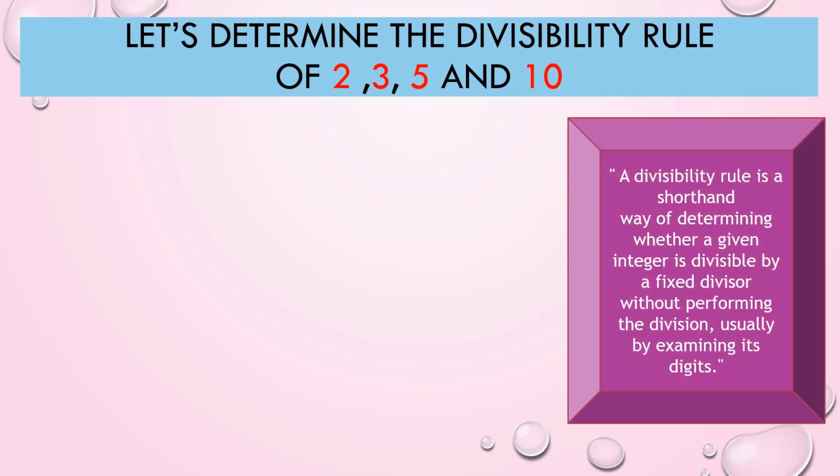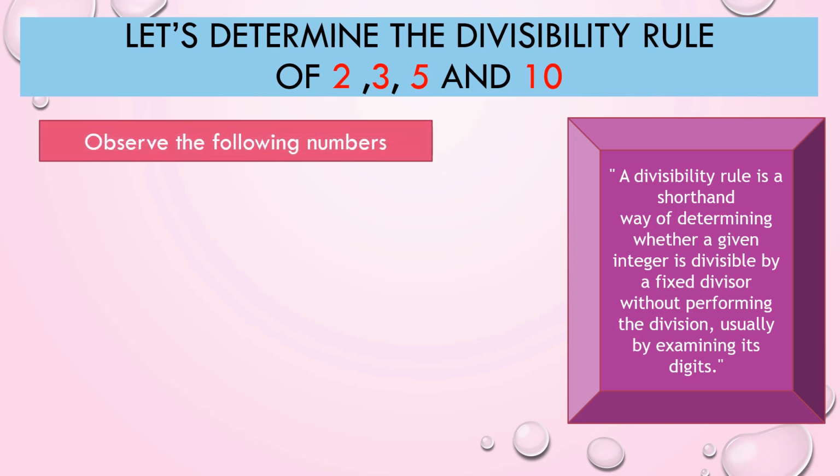सबसे पहले समझें कि divisibility rule होता क्या है. A divisibility rule is a shorthand way of determining whether a given integer is divisible by a fixed divisor without performing the division, usually by examining its digits. सिर्फ digits को देखकर ये बताना कि ये number divisible है या नहीं. ठीक है ना? इसे कहते हैं हम divisibility rule. तो सबसे पहले हम चेक करते हैं 2 का. 2 का डिविजिबिलिटी रूल फाइंड आउट करते हैं.